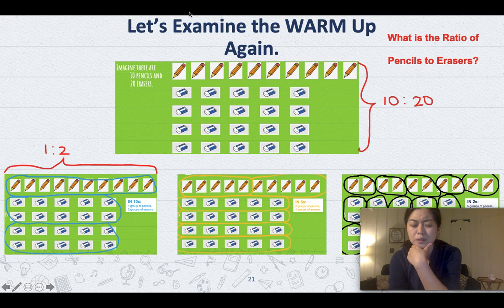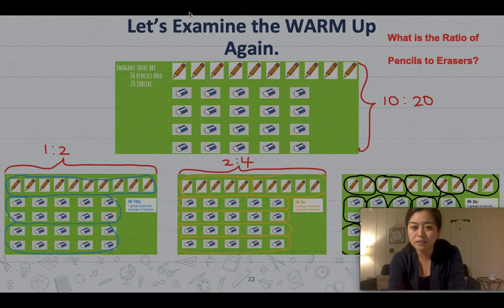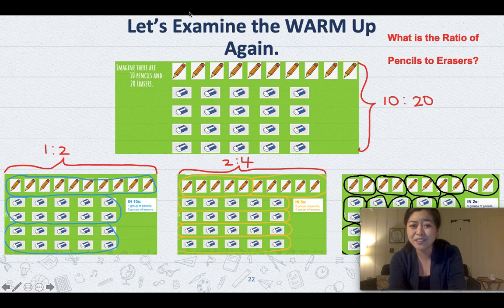Let's look at the middle slide at the bottom, okay, with the orange circles. Now it's your turn. Do you think you can try and guess what the ratio could be there? Remember, we're thinking about the ratio of pencils to erasers. Did you see that there were 2 groups of pencils to 4 groups of erasers? Good job.